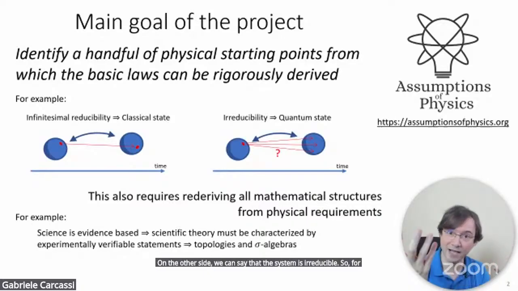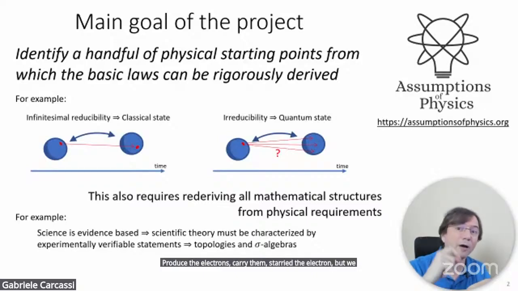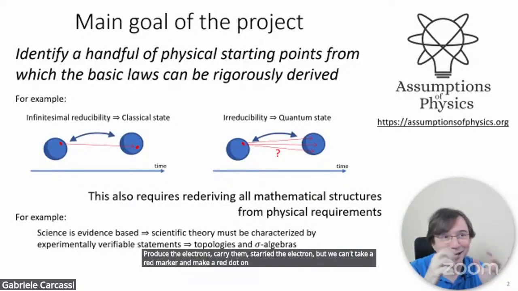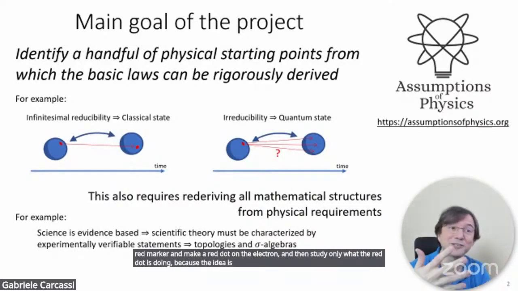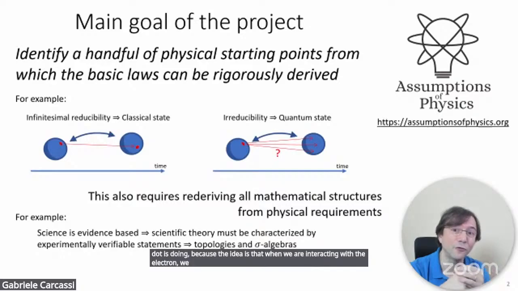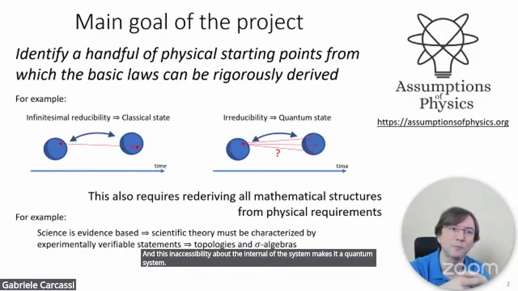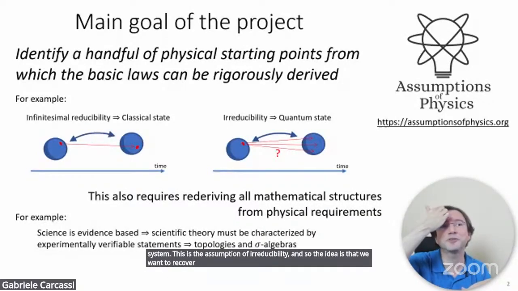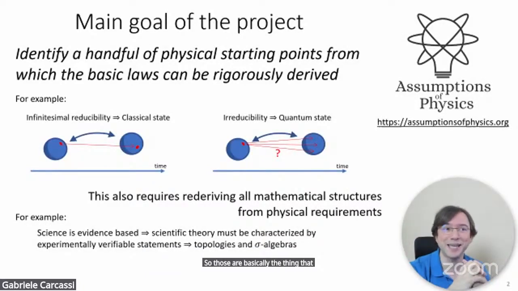So, for example, we have an electron and we can produce the electron, scatter it, study the electron, but we can't take a red marker and make a red dot on the electron and then study only what the red dot is doing, because the idea is that when we're interacting with the electron, we interact either with the full electron or none of the electron. And this inaccessibility of the internal of the system makes it a quantum system. This is the assumption of irreducibility. And so the idea is that we want to recover the Hilbert spaces and quantum mechanics based on that assumption. So those are basically the things that we'd like to say at a high level.